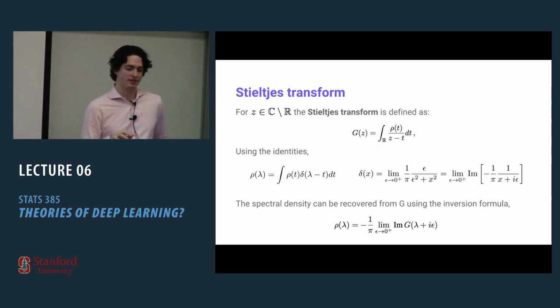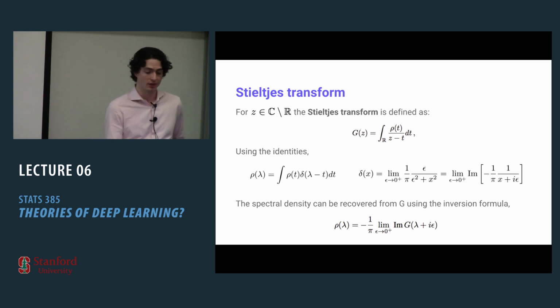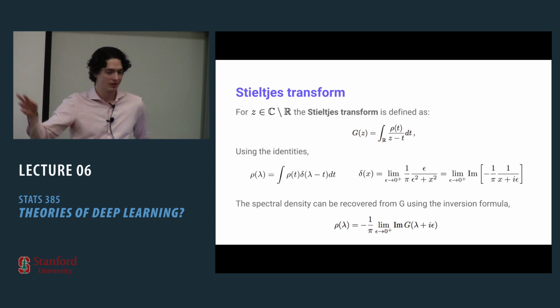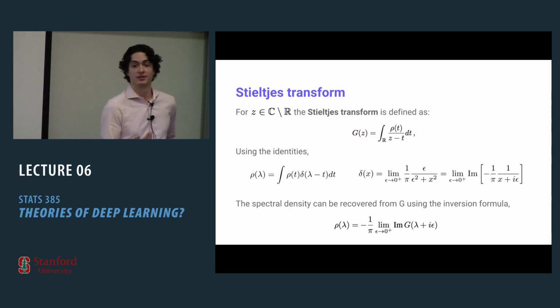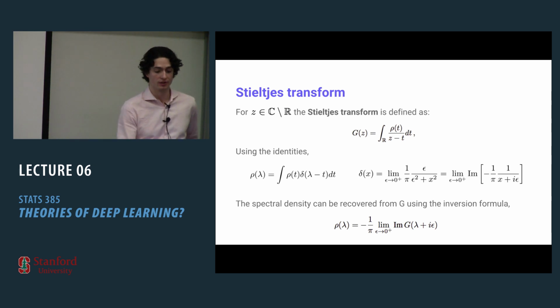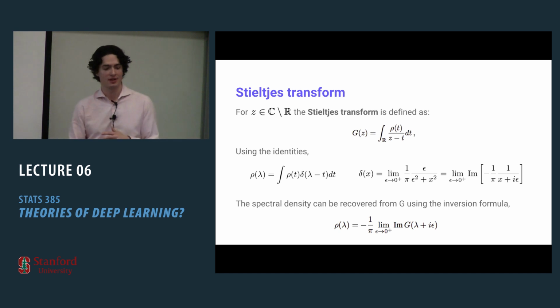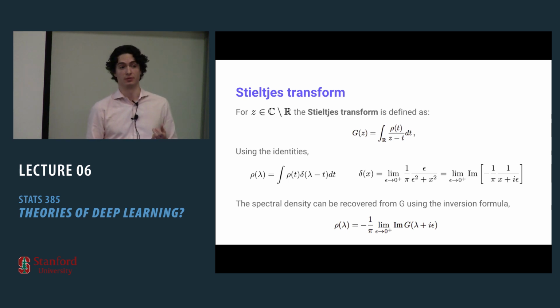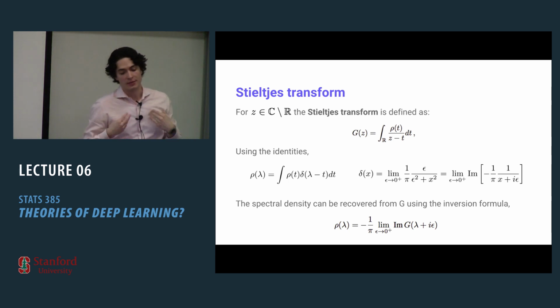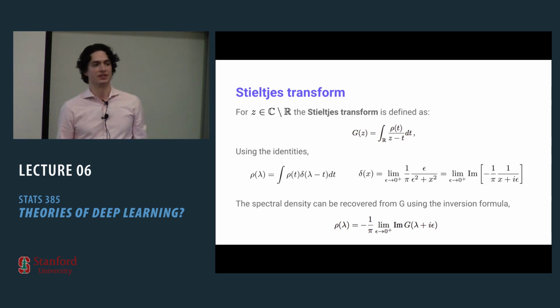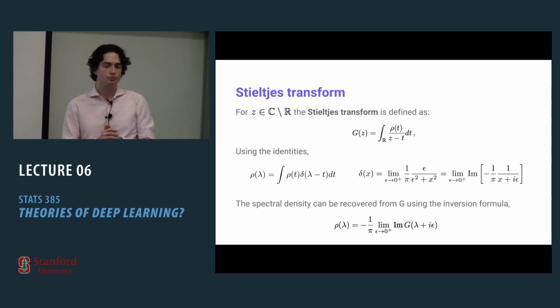So then you can take this representation for the delta function, plug it into our expression for rho, and recognize that what results is exactly this expression for the Stieltjes transform G. Which means that if you have access to the Stieltjes transform as a function of some complex variable, and you take the limit as that complex variable approaches the real line, then the imaginary part of the result is exactly the spectral density.